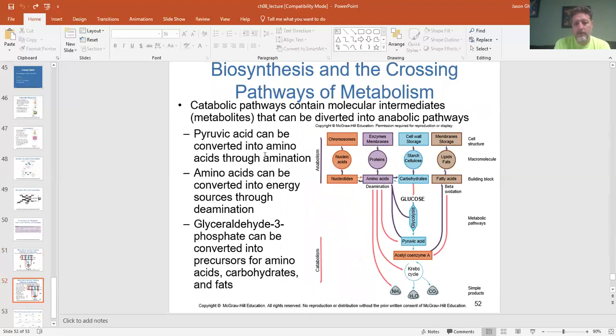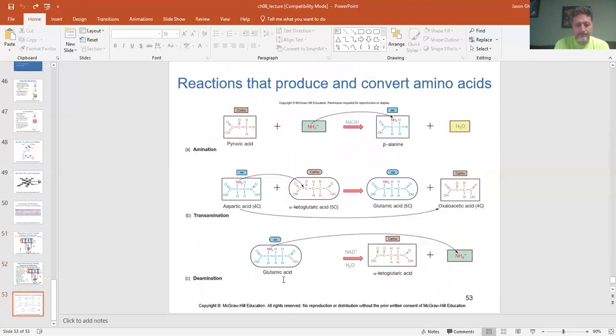Pyruvic acid can be converted into amino acids through amination, and that amination just means you're adding a nitrogen group here. We can convert these through deamination, breaking those molecules back off. Glyceraldehyde 3-phosphate, which is one of the products in reaction 4 in glycolysis, you can use to make amino acids, carbohydrates, fats. So again, this is all theoretical, and that's why we don't always produce the maximum number of ATP.